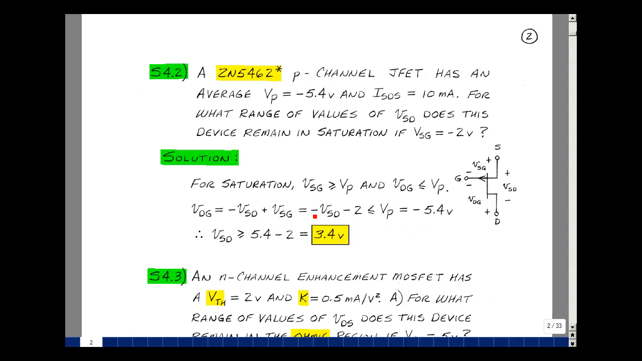And now we can solve for this quantity here. Let's put that on the other side of the equation. It's going to give me a greater than or equal to, and then a plus 5.4, and then a -2, and that's 3.4. And this is supplemental problem 4.2.